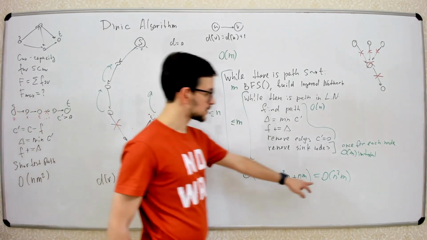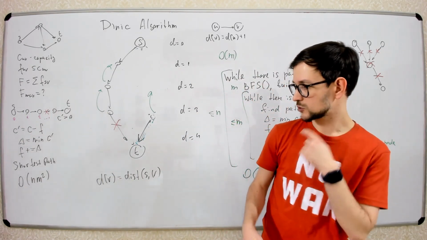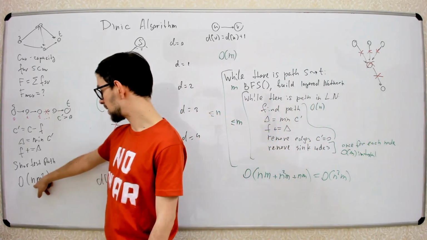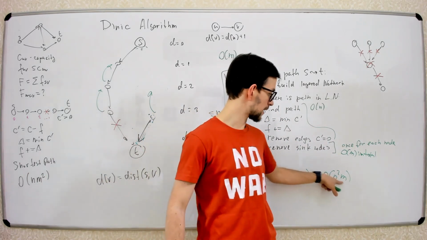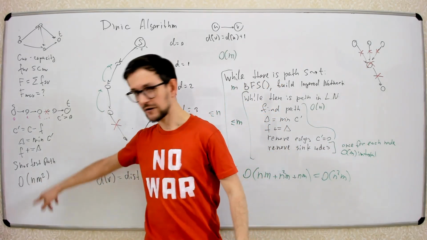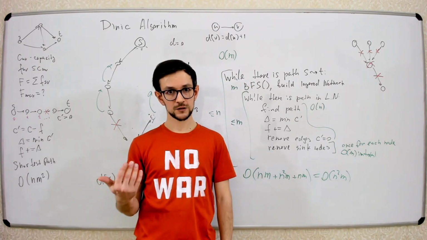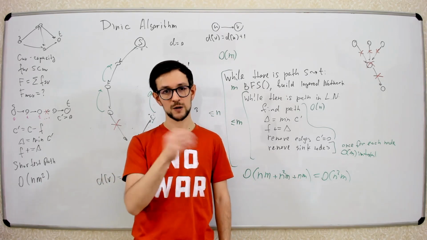So the final time complexity is n square m. It's slightly better than we did before. So here we had nm square, here we have n square m. So here we have n square, here we have m square, right? So differences between n and m. N is usually less than m, right? So the number of nodes is usually less than the number of edges.